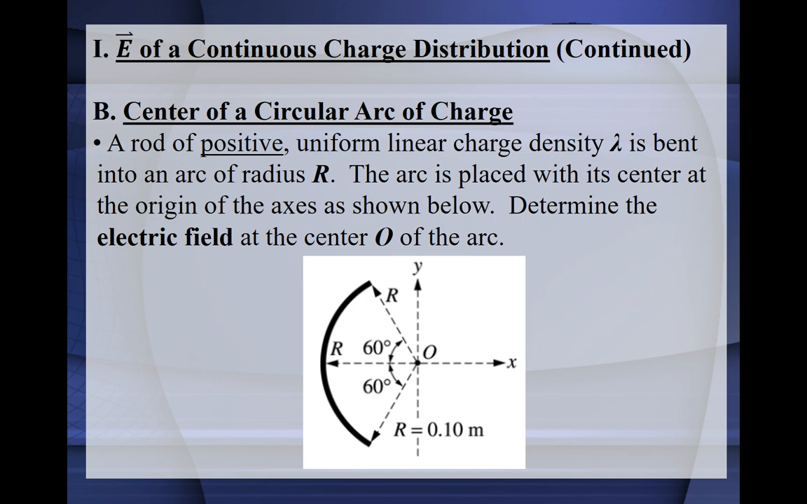So we have a positive uniform charge density identified by lambda, and it's bent into an arc that has a radius of r. If you did fully extend the arc, it would fill in a complete circle. The arc is placed so it centers at the origin, and we want to figure out what the electric field is at the center of the arc. We'll do it based on those angles that we see in the question there.